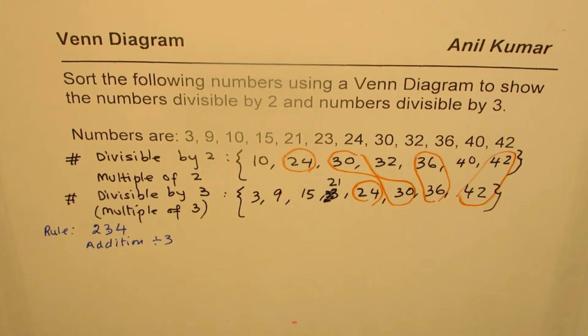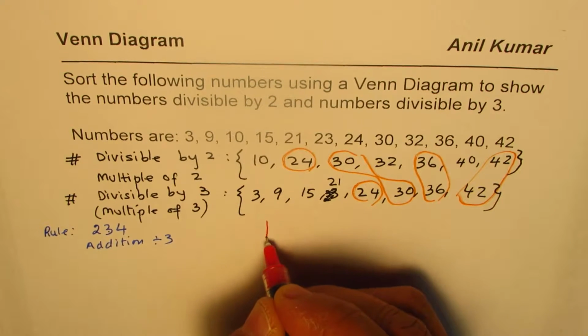Now let us see how to write this in a Venn diagram. Since we are talking about two groups, we'll make two different circles, and these groups have some numbers which are common. So these two circles will be overlapping, correct? So we'll make a rectangle.